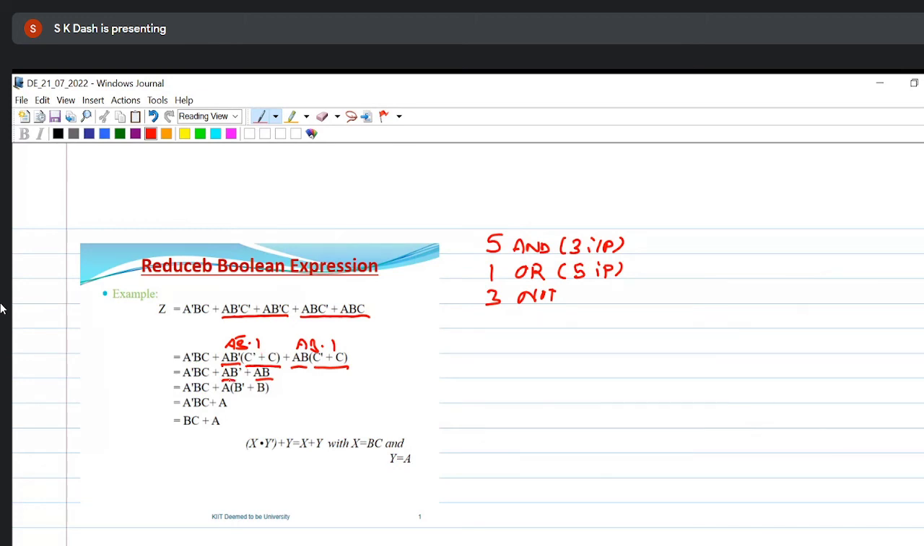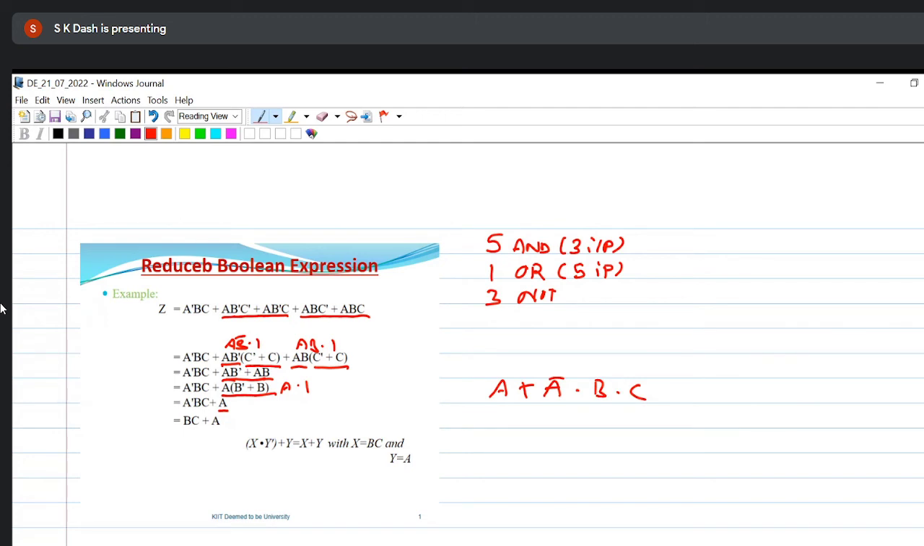Next, out of these two, I can take A common. So this will be A into B plus B bar. Again, B plus B bar is 1. So this will be A dot 1. A dot 1 is A. So now I have A plus A bar dot BC.